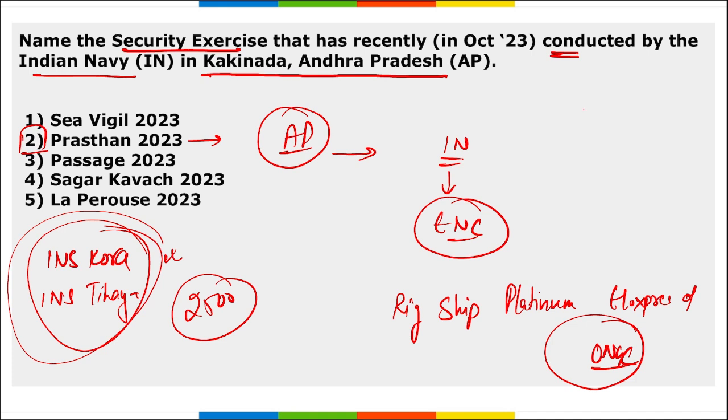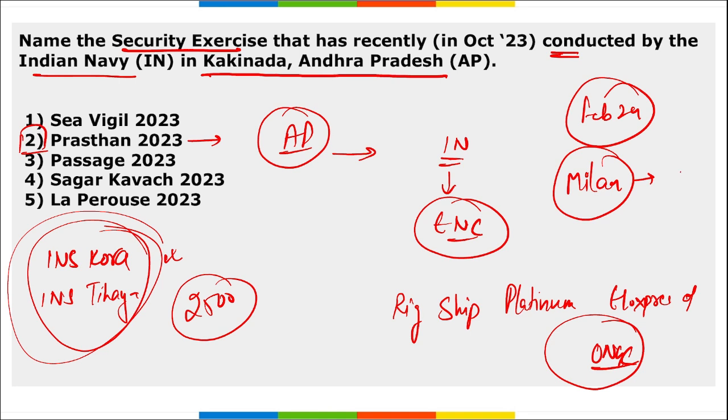Right, also Indian Navy is set to host an exercise in Feb 2024. The exercise name is Milan. Right, an important exercise will be conducted by Indian Navy, and it will be a 9-day long exercise, and more than 50 country navies will be taking part in this Milan exercise.